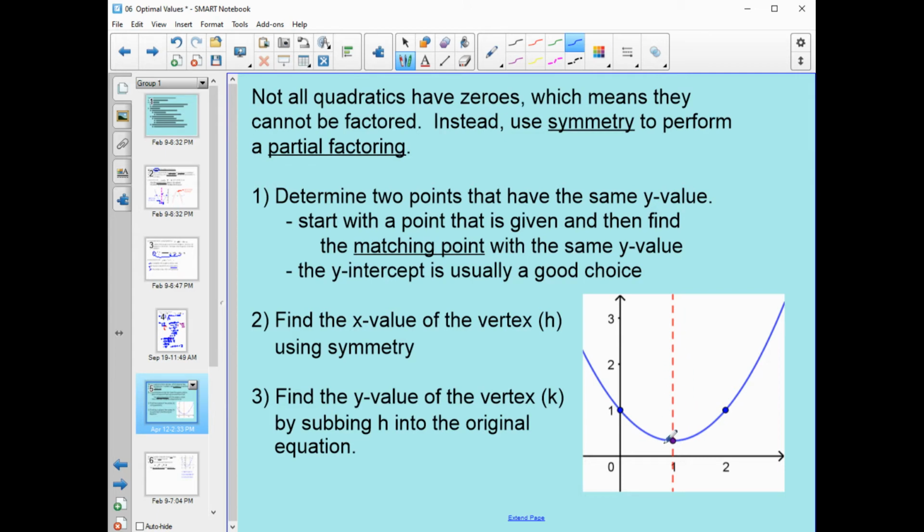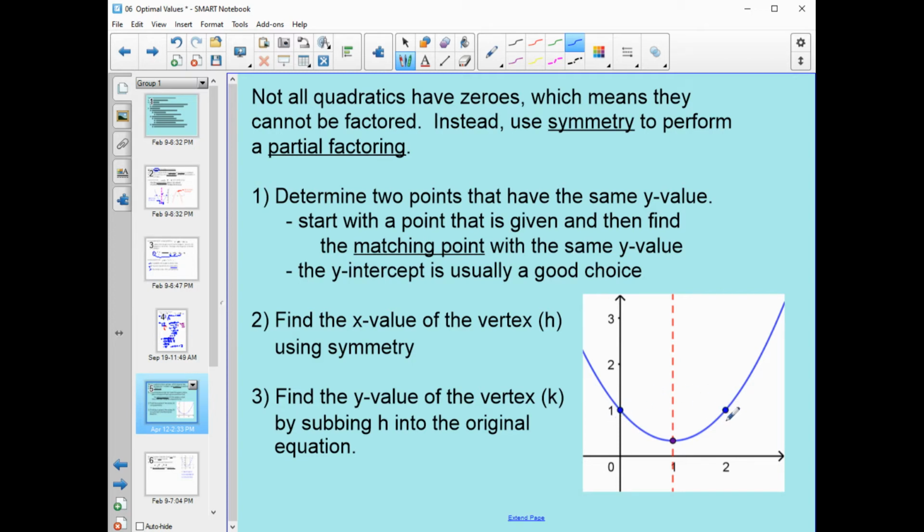Now, the thing that's particularly nice about the points that I've chosen here is that one of them is the y-intercept, which is a very easy point to find. No matter which form you have of a quadratic equation, the y-intercept is relatively easy. And if we're going to use this method known as partial factoring, we're going to be using standard form. And so you can just read the y-intercept off of standard form. That's the C parameter. So we're going to determine 2 points that have the same y value. We're going to start with the y-intercept as our first choice. And then we're going to find the point that matches it on the other side of the axis of symmetry.